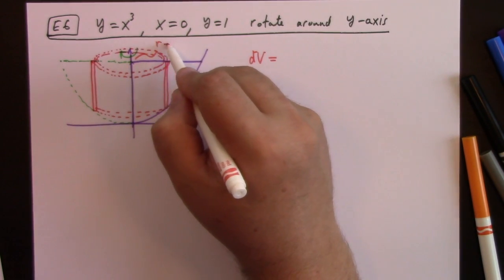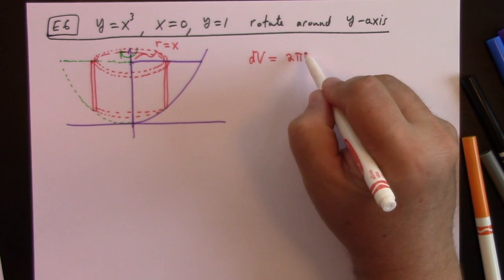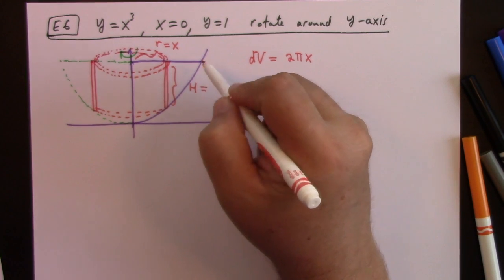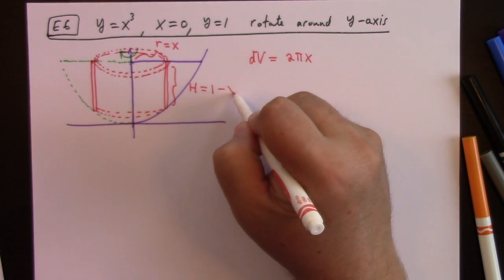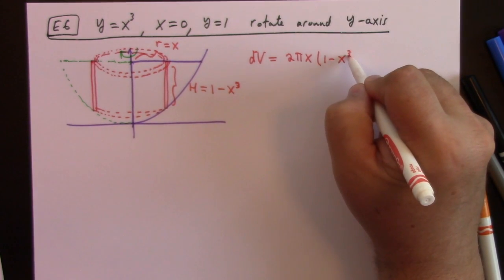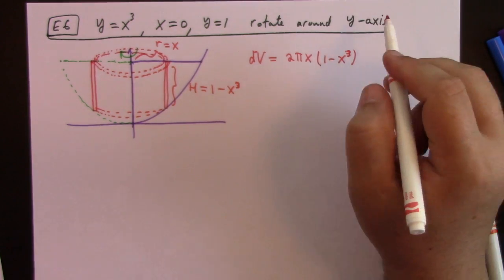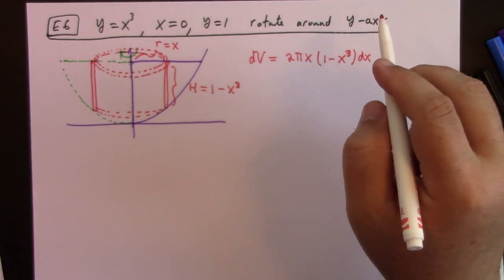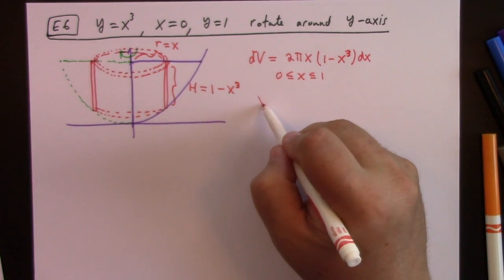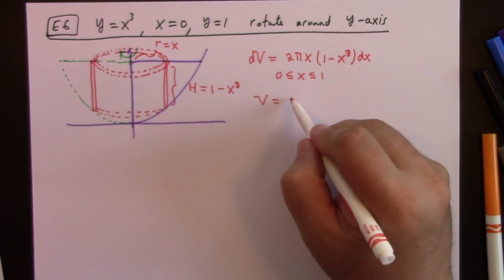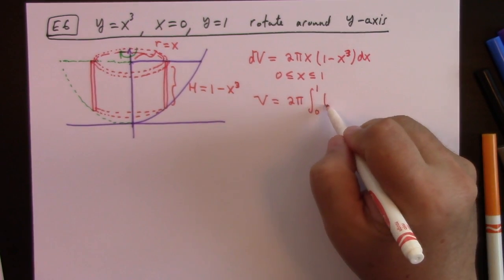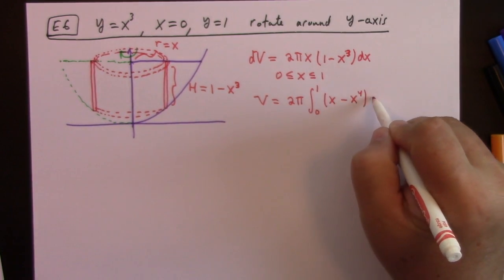Again, the radius of the shell is x, so 2 pi x, and then the height is this distance here. In this case, the height is going to be 1 minus x cubed, right? So times 1 minus x cubed, and then the thickness is dx. And I need to do that for 0 less than or equal to x less than or equal to 1. That wasn't too bad. So the volume is equal to, I'll pull the 2 pi out, I've got 2 pi, integral from 0 to 1, I'm going to distribute, x minus x to the 4th dx.